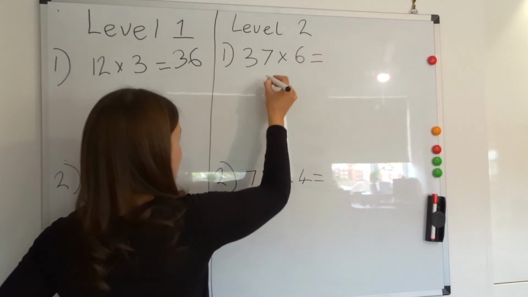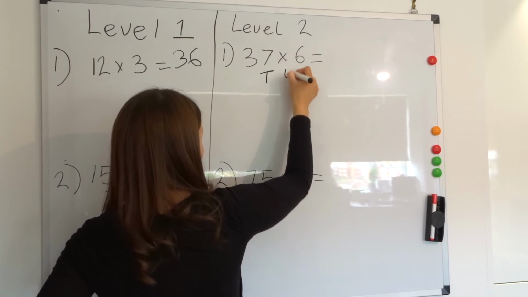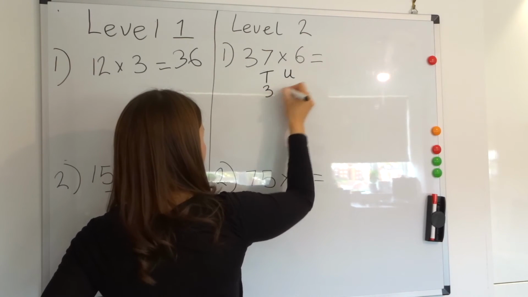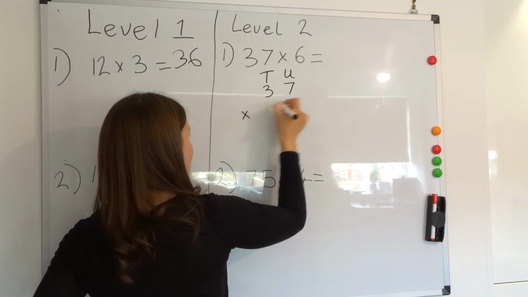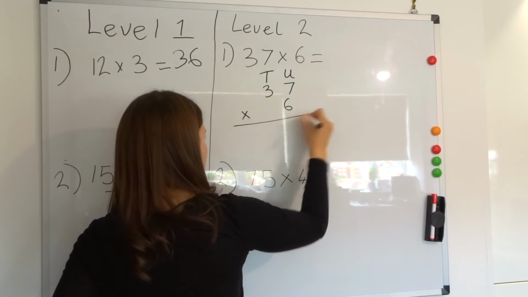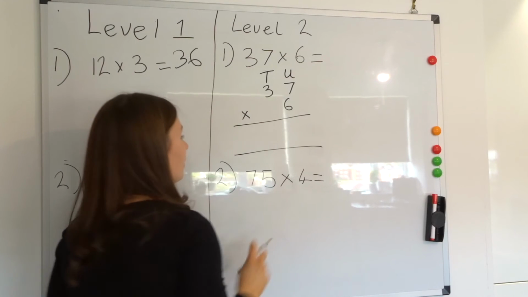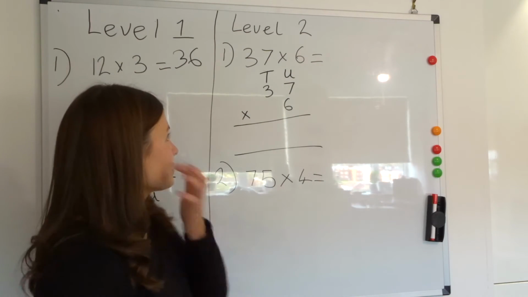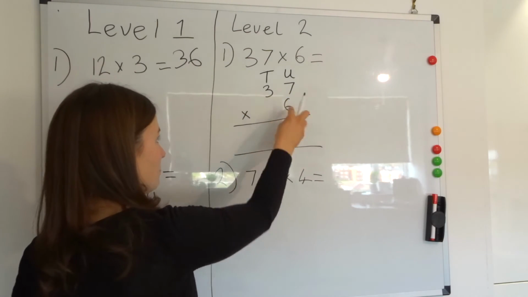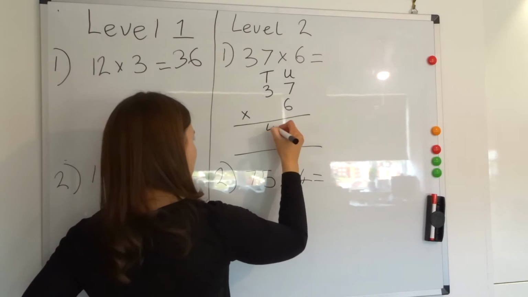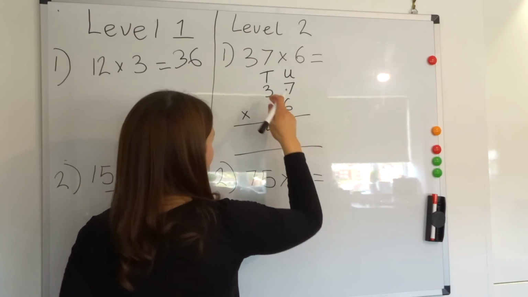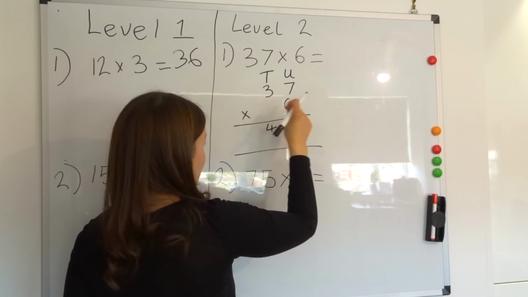So we've got 37. I'm going to put my tens and my units column up here. 37 times 6. 37 times 6, draw my 2 lines. So 7 times 6, 7 times 6 is 42. And then we've got 30 times 6.